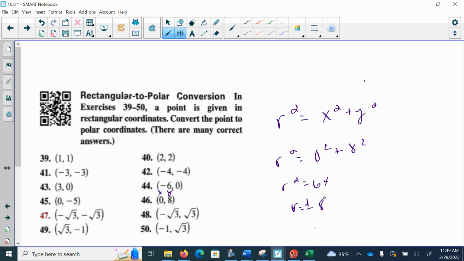Then to find the angle, you're going to say the tangent of theta is equal to y, which is 8, over x, which is 0. So when you do the inverse tangent, does your calculator give you an answer, or does it say undefined? It says undefined. That's so sad. All right, but think about it. When is your tangent what?